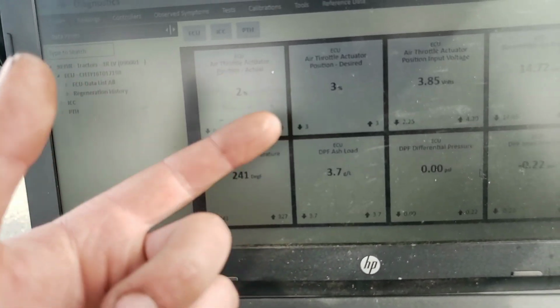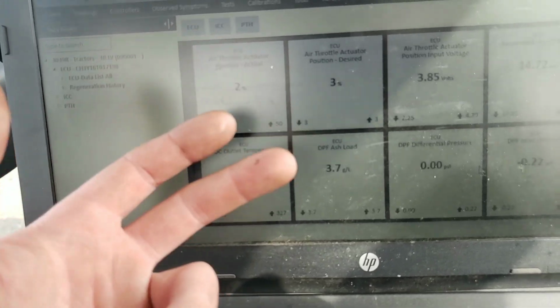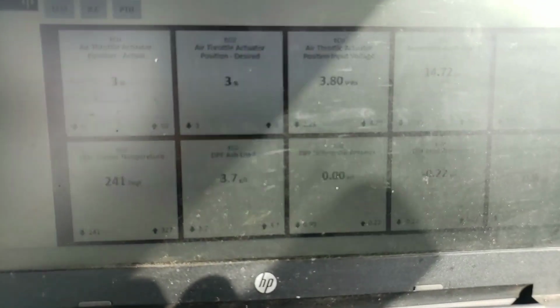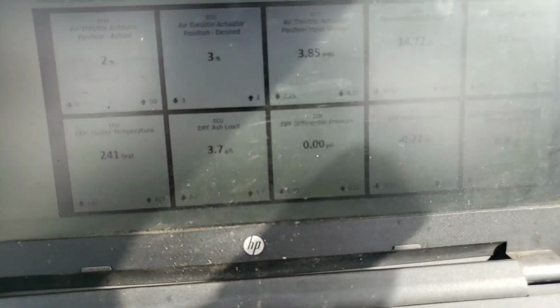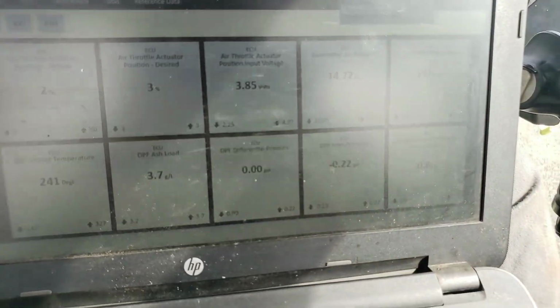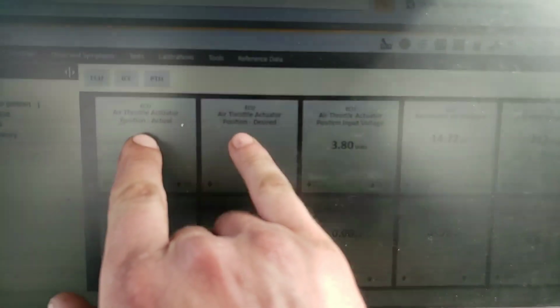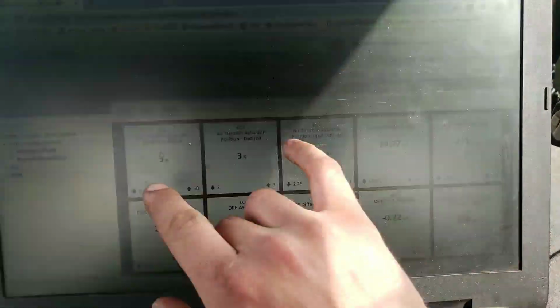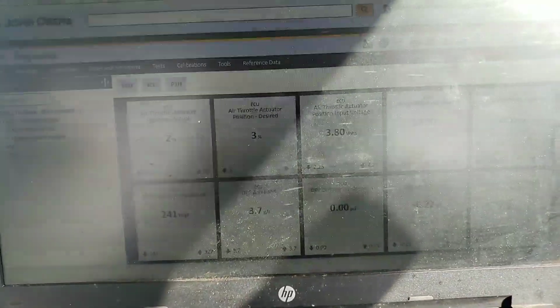Part of it is knowing base system operation. Part of it is vehicle-specific operation. And part of it is just monitoring your data PIDs, taking known goods and known bads and seeing what happens. So like here we got no air throttle actuator. 3%, always at 2 to 3% in here.